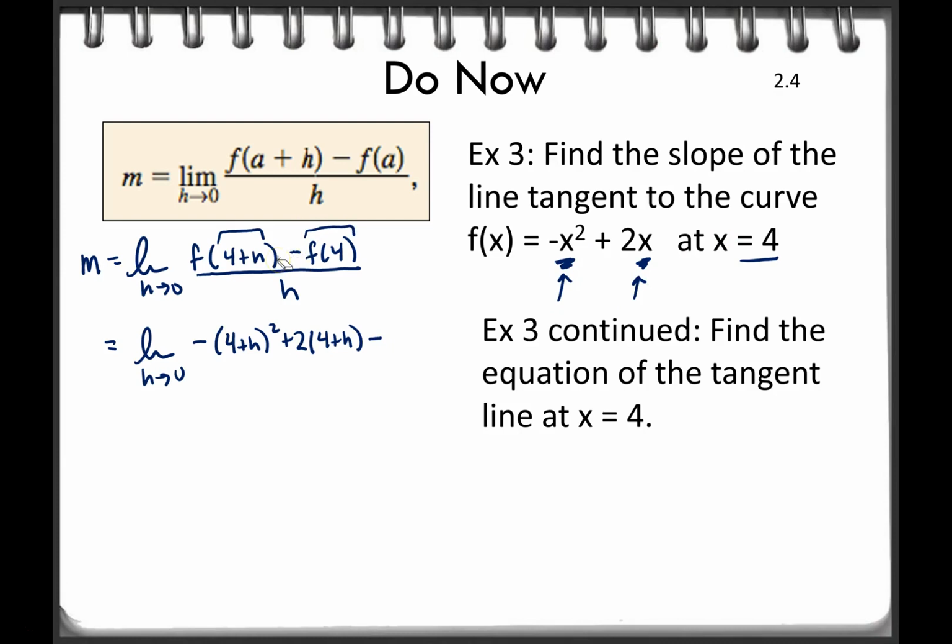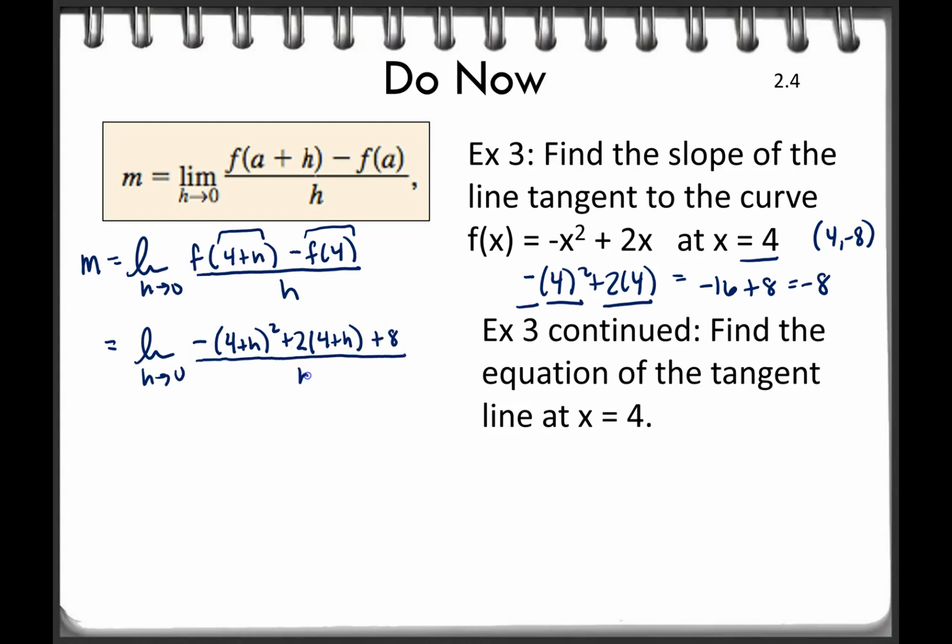And now let me find f of 4. Okay, well, f of 4 is going to be minus 4 squared plus 2 times 4. Well, 4 squared is 16. Then put the negative. That's a minus 16 plus 8 gives me negative 8. So I've got the point 4 comma negative 8. All right, so I'm going to have minus a negative 8, which of course we know becomes a plus 8. And this all goes over h.